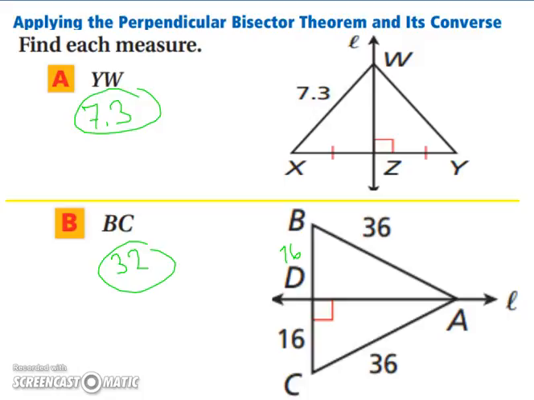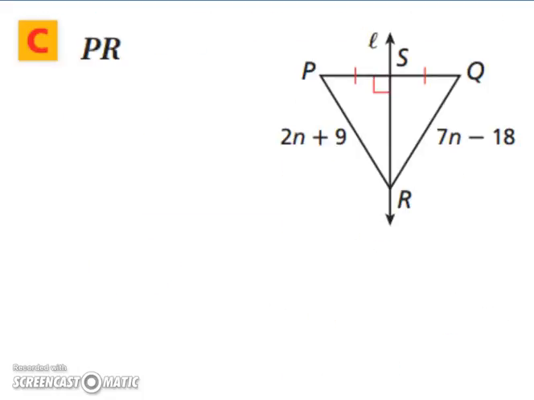Let's look at another example. This one's a little bit more challenging. We want to find the length of PR. Well, since we know that PS and QS are congruent, and we have a perpendicular bisector, that means that PR and QR have to be congruent. So let's set them equal to each other.